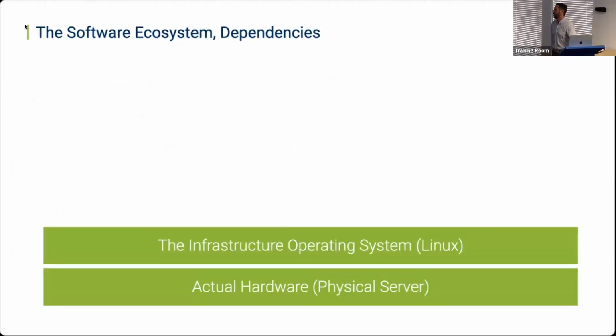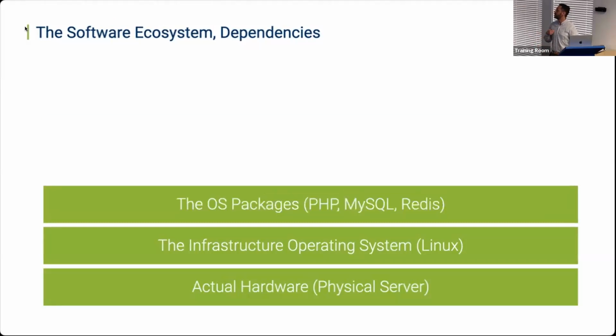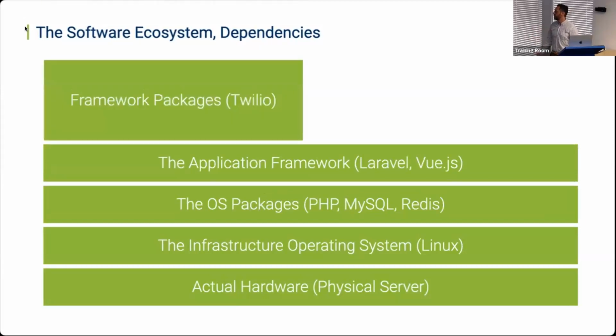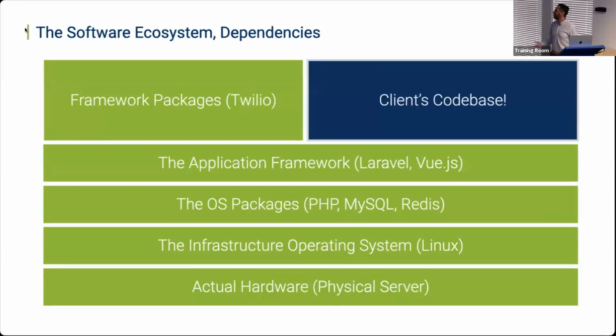You have the infrastructure operating system, which we generally use as Linux, open source. The operating system packages, so these are the programming frameworks like PHP, MySQL, Redis, a caching utility, all open source. The application frameworks like Laravel, one of our choice frameworks, and Vue.js, open source. Framework packages then get incorporated into those frameworks like Laravel, open source. And then we have the client's code base, which is where everything gets linked together. So there's a lot that we can utilize from these tools.